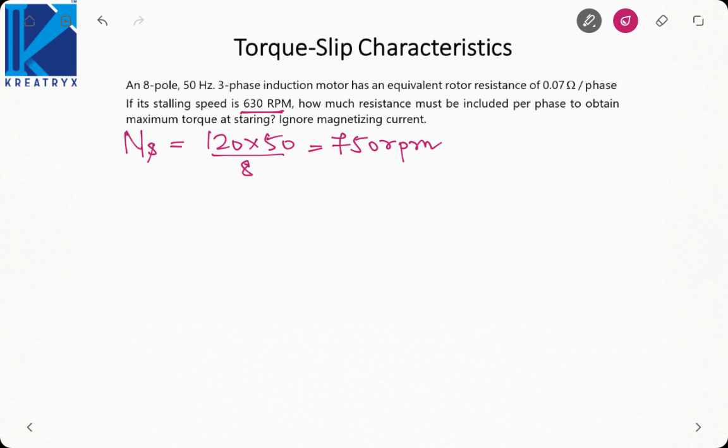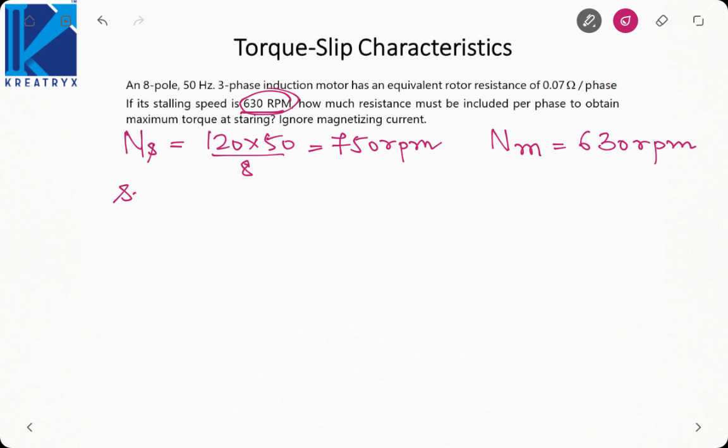Now what is meant by stalling speed? How will the motor stall? The motor only stalls when it is not able to produce the torque equal to load torque, or we can say the load torque is more than the maximum torque that can be produced by the rotor or the machine, which means this is the speed at maximum torque. So this is the speed for maximum torque, that is 630 rpm. Now it is saying how much resistance must be included per phase to obtain maximum torque at starting.